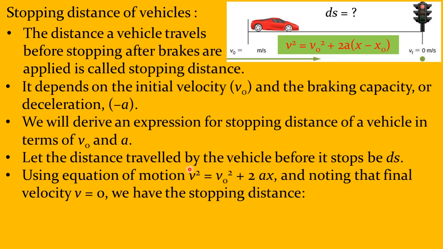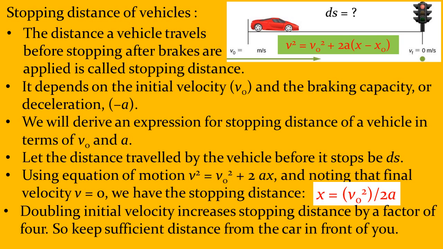What is the final velocity? Here v. Why do I call it 0? Because that is the time the vehicle has come to a stop. So if I solve this equation, I will get the stopping distance. By rearranging this equation, v naught is 0. So I simply have x is equal to v naught square upon 2a.